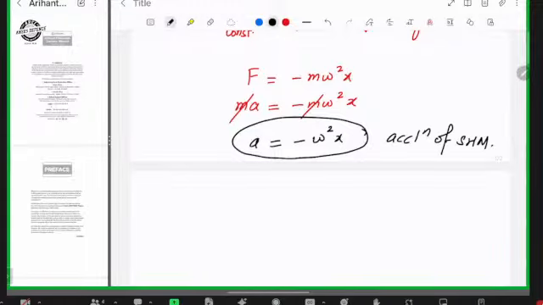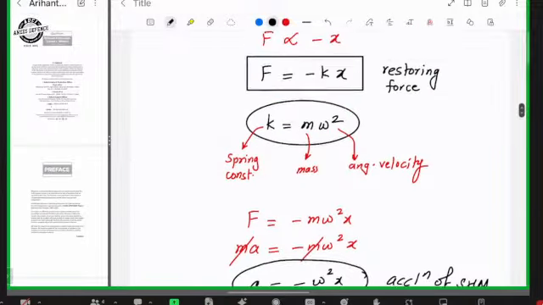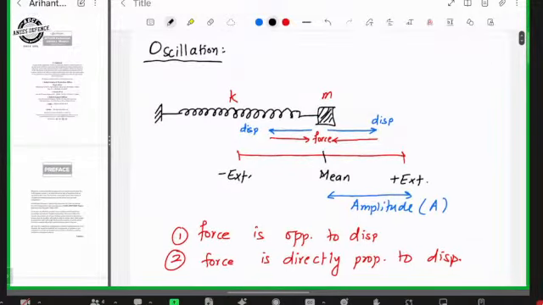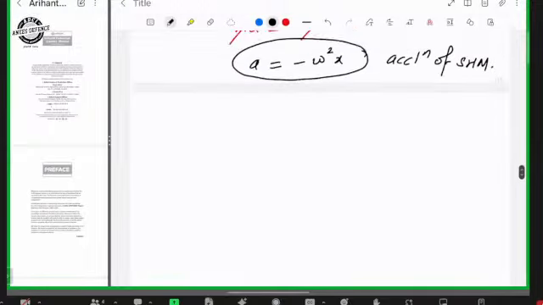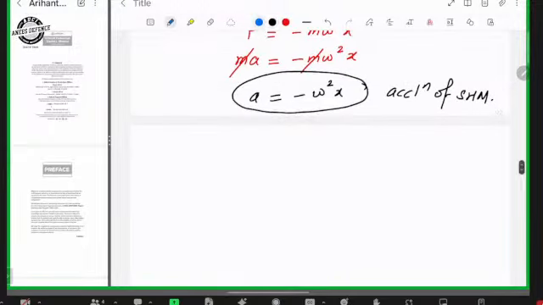Whenever a body is performing SHM, or vibrating about its mean position, its acceleration is given by this equation, minus omega square x. Now you can see that at the mean position the value of x will be 0. We can write the acceleration at different points. At the mean position, what will be the acceleration? I can put x is equal to 0, so the acceleration becomes 0.